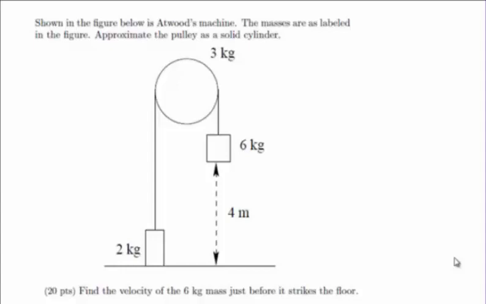If we're asked for variables like the tensions or the accelerations, we should go for force methods. If, on the other hand, we're asked for the velocity after a particular distance, we should go for energy methods. The question at hand is to find the velocity of the 6 kilogram mass just before it strikes the floor, and therefore we go with energy methods.